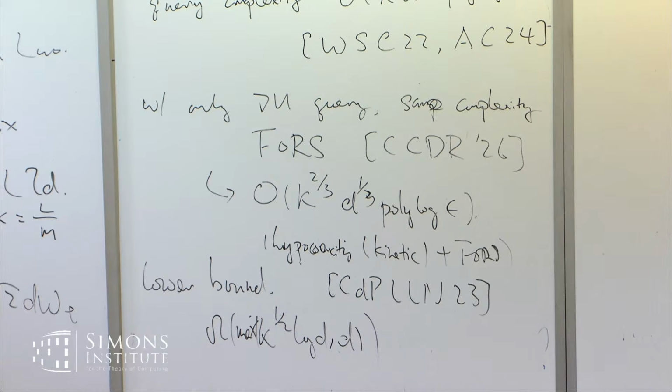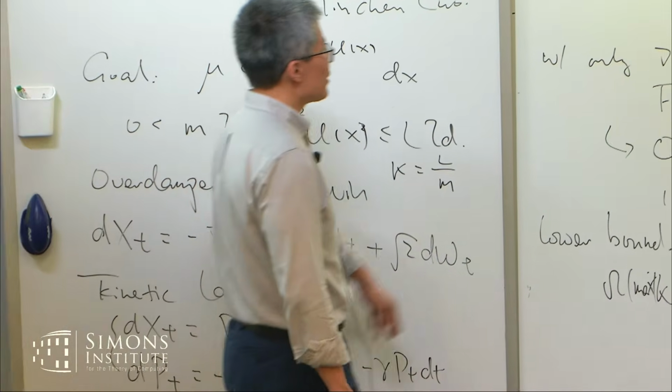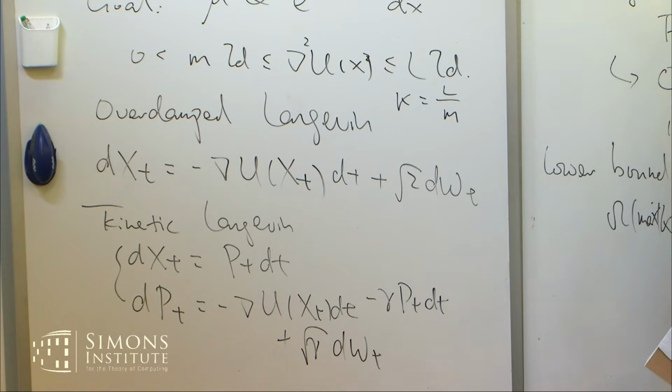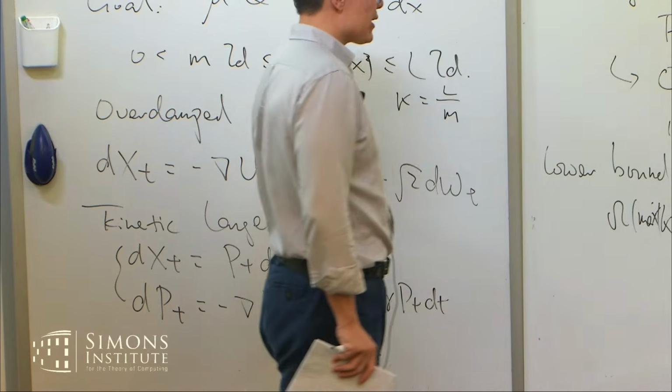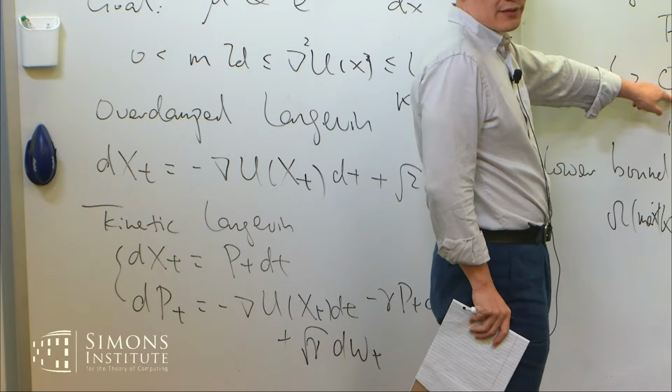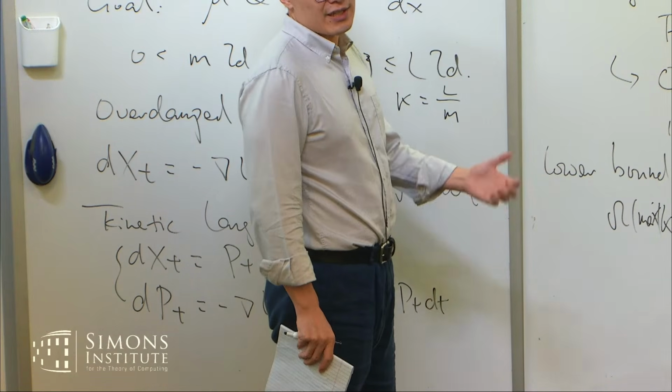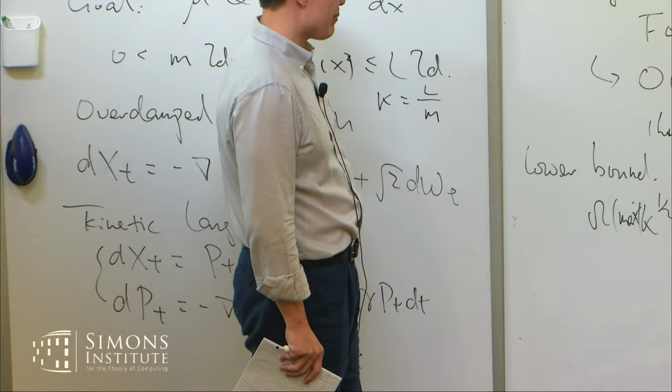Okay, so you introduce the velocity variable or the momentum, and then it satisfies this Hamiltonian dynamics, but then you add in dissipation and fluctuation. So gamma p_t dt plus root gamma dW_t. In particular, for example, the cold start algorithm here actually uses the kinetic version of this algorithm, and also this algorithm uses the kinetic version.